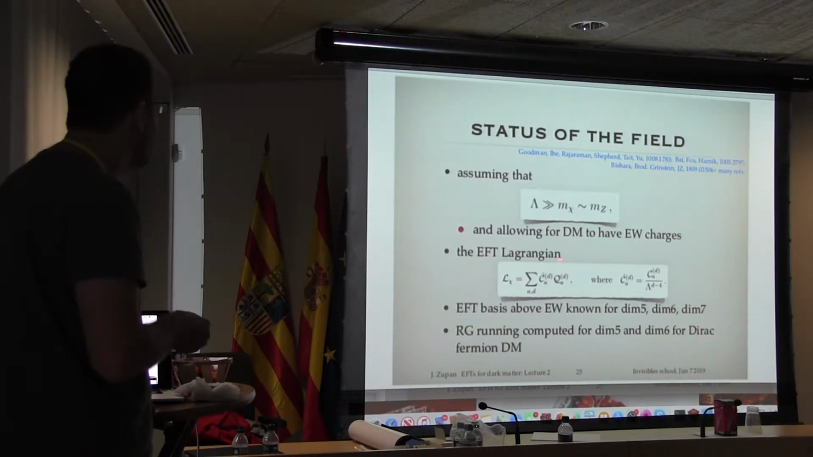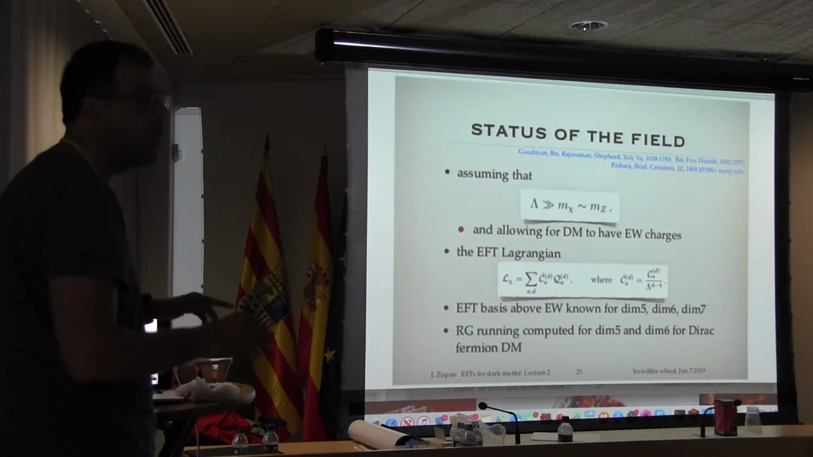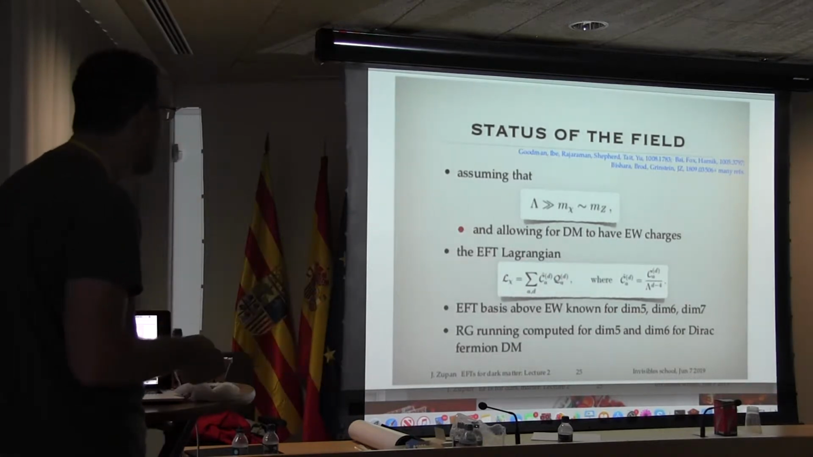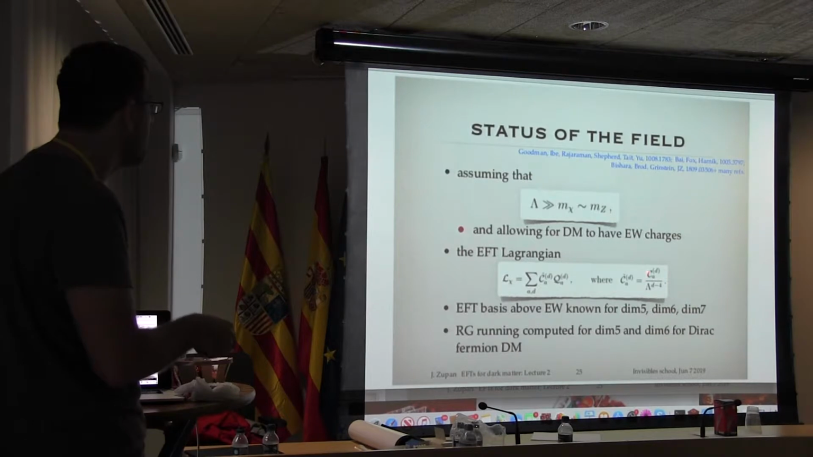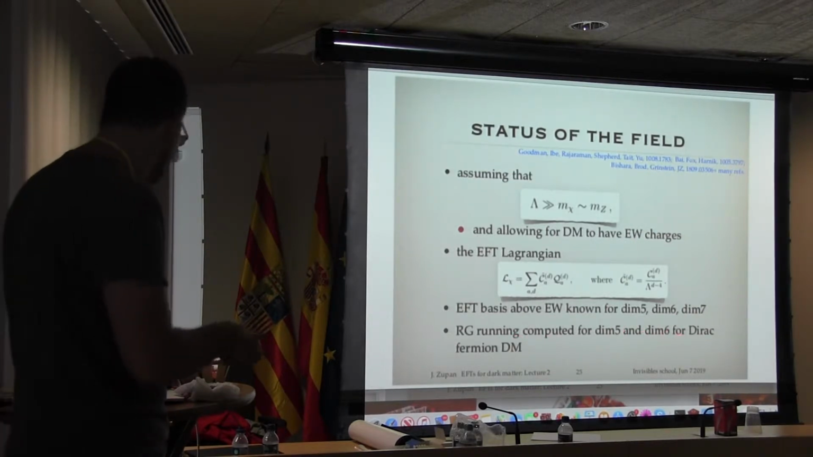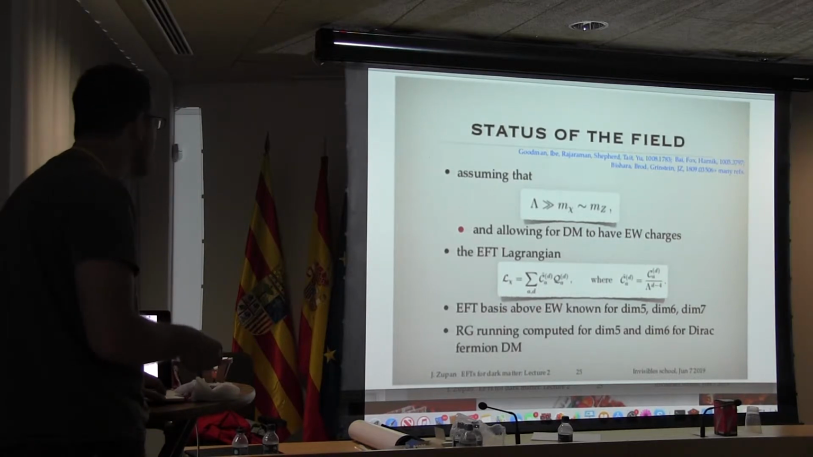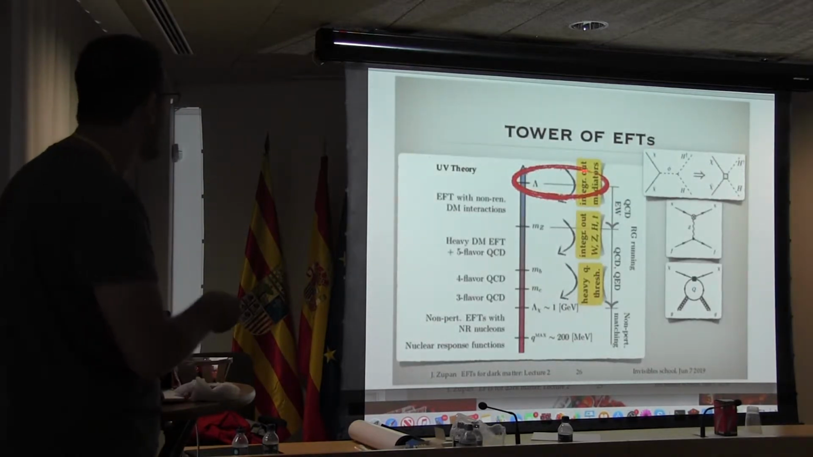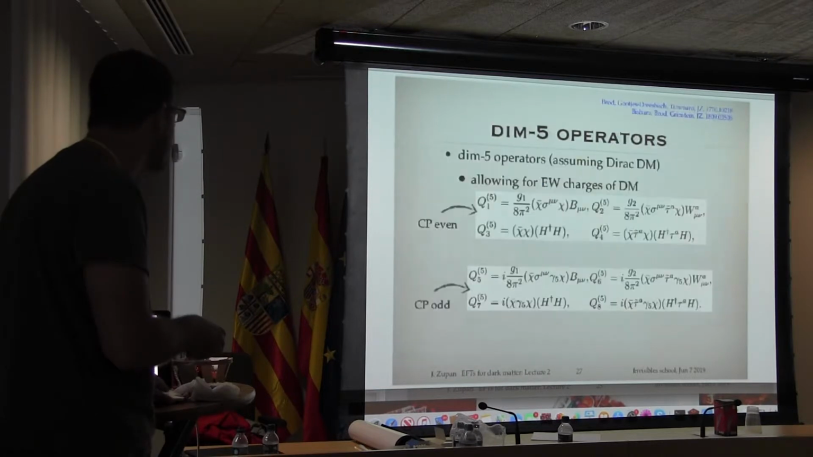And then we have the EFT Lagrangian. It means that I have the renormalizable interactions of dark matter with W and Z, and on top of it we plug in also the extra higher dimensional operators, and they're grouped according to dimensions. There will be dimension 5, dimension 6, dimension 7. The status is that the basis is known. The RG running is only computed for dimension 5 and dimension 6 for Dirac fermion dark matter so far. Alright, so we'll look at the basis.